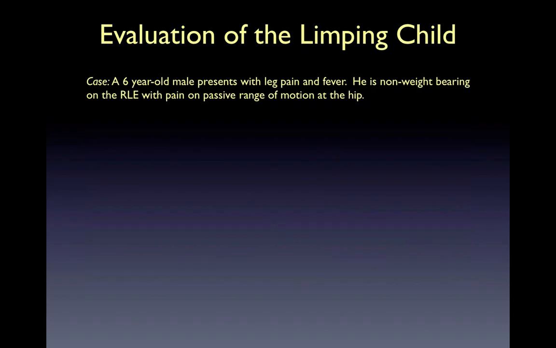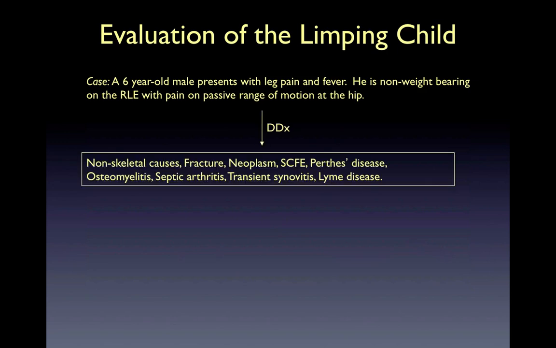Let's consider how we might evaluate a limping child in the emergency department. A 6-year-old male presents with leg pain and fever. He is non-weight bearing on the right lower extremity and has pain with passive range of motion at the hip. A number of entities are in the differential diagnosis. Among them, non-skeletal causes such as appendicitis.